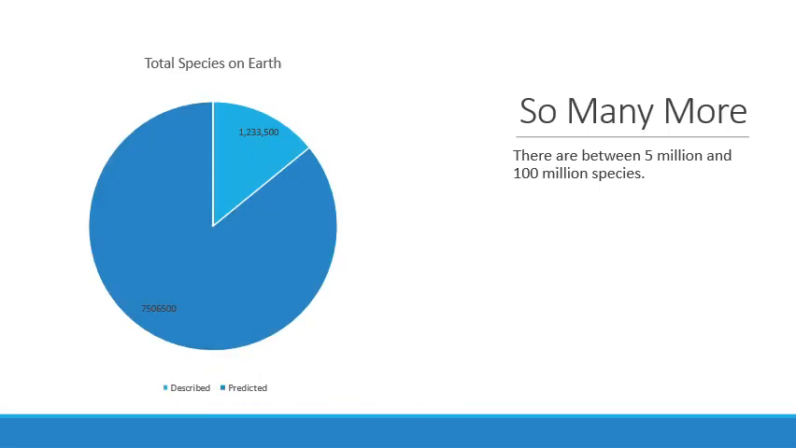That being said, 1.8 million is what we've named. It's estimated there are between 5 million and 100 million species on the planet. We just haven't recognized them yet as their own. We may have seen them. We just don't recognize them as their own unique species yet. So at the low end count, that's more than twice the number of species that humans have named over our entire civilization. So there's a lot of different species out there, a lot of diversity.